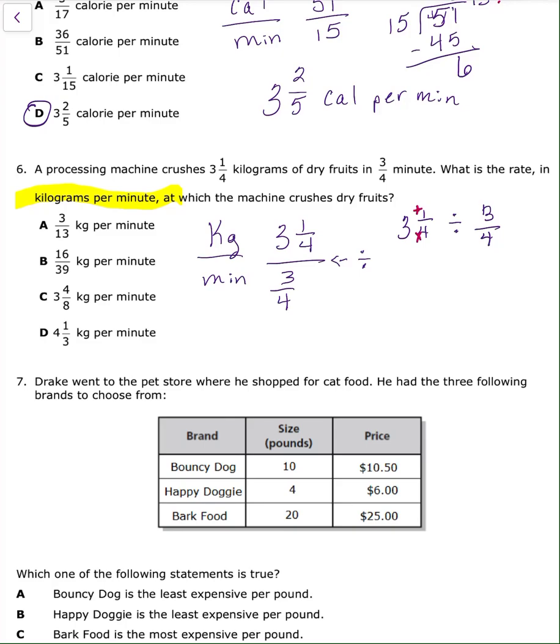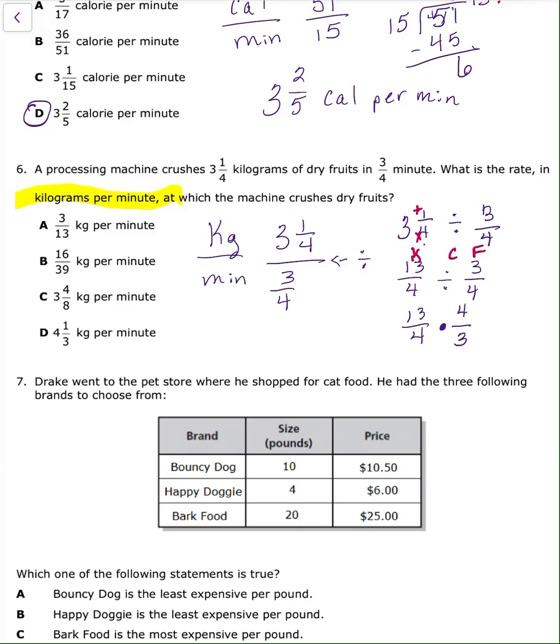Do Texas. Well, a lot of kids call it Texas. So we're going to do 4 times 3 is 12, plus 1 is 13. So 13/4 divided by 3/4. And then we're going to multiply by the reciprocal, and we help ourselves remember that by saying keep, change, flip. So we're going to keep the 13/4. We're going to change divide to multiply, and we're going to take the reciprocal.